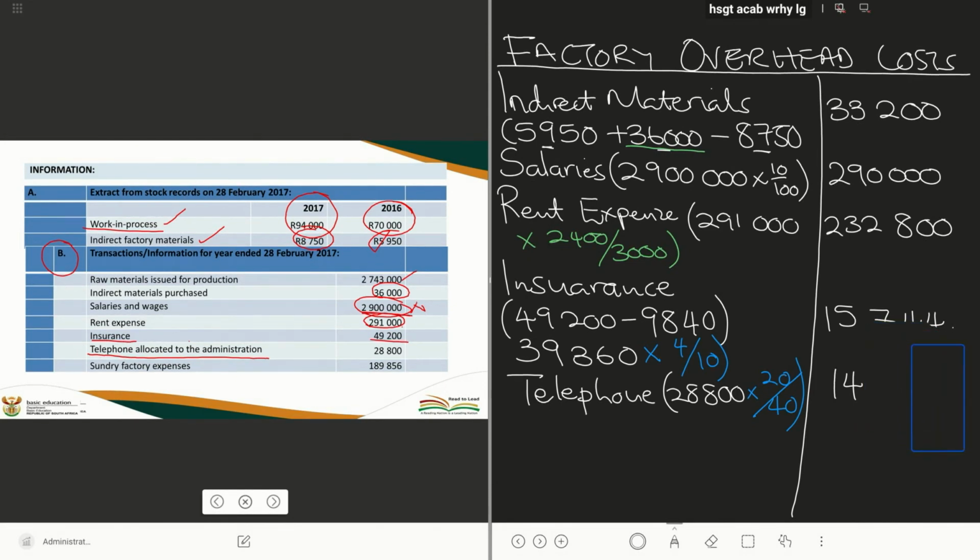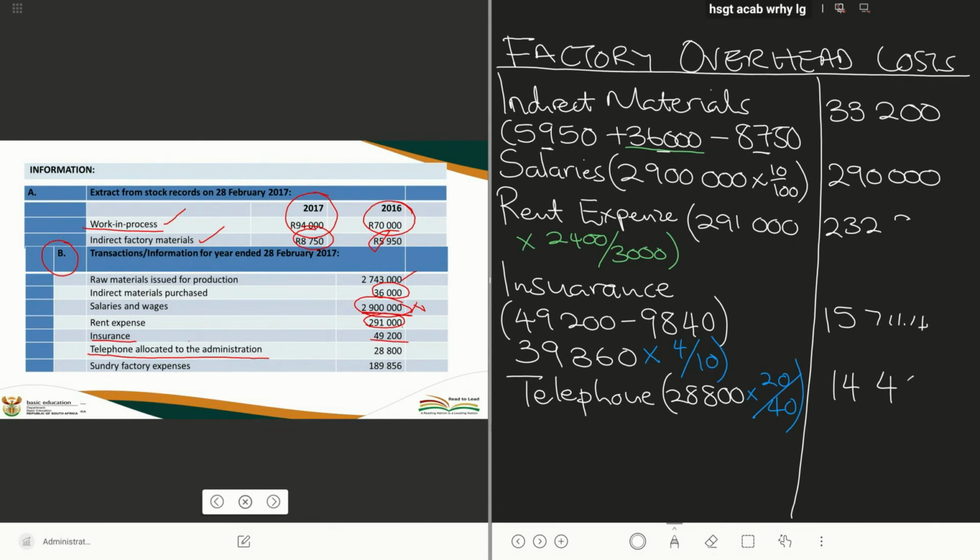14,400. The amount is 14,400. All right? I removed that other part also, which was 39,360 multiplied by 4 over 10. And you remember it was 15,744. Here it was 15,744. Okay? 14,400. All right. Let's go now to the last part.